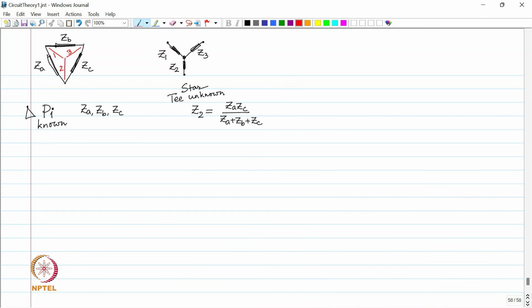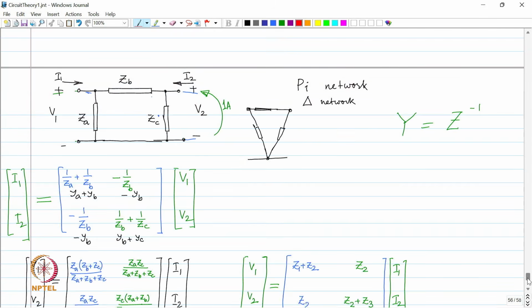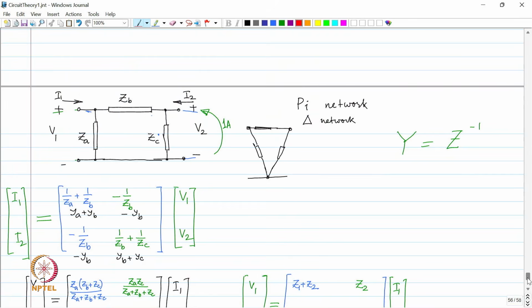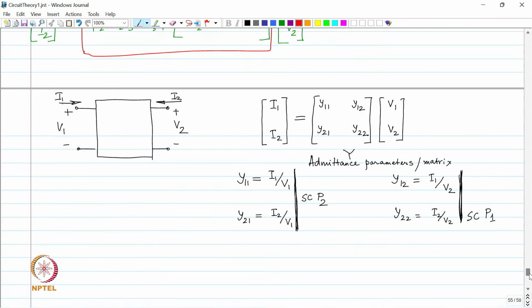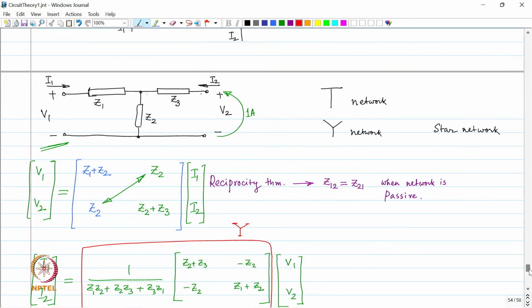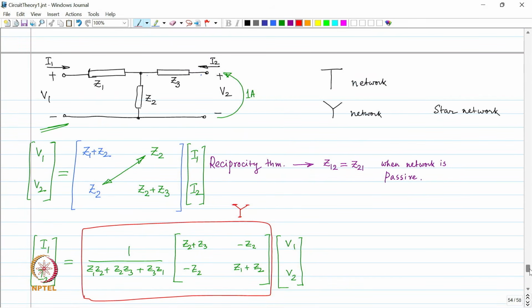All right, now what if the star is known, but you want to find out what is the delta? And now what do you have to do? Last time we compared the Z parameters, now we are going to compare the Y matrix, Y parameters. So, the Y parameters over here, the comparison is a little ugly. So, shall I cut and paste?